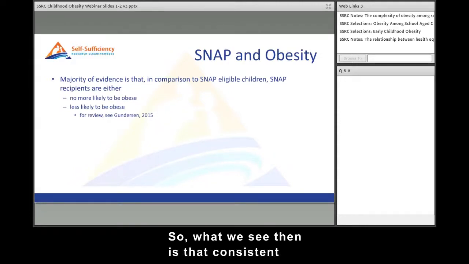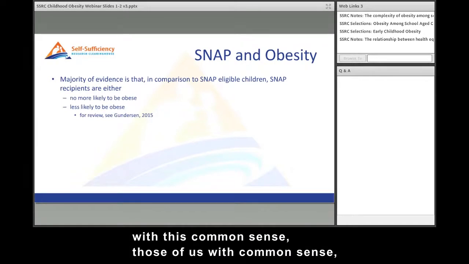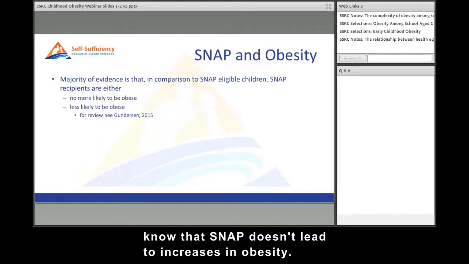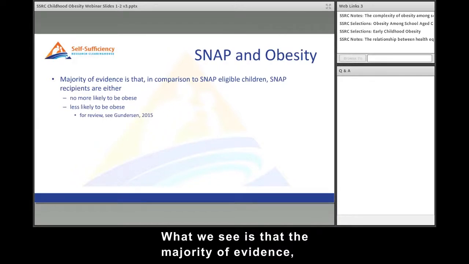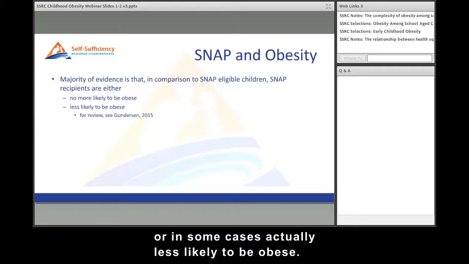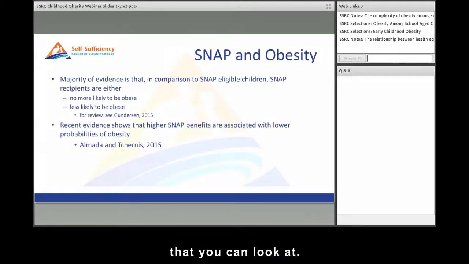Consistent with common sense, and I'm sure all of you have common sense, SNAP doesn't lead to increases in obesity. What we see is that the majority of evidence shows that, in comparison to SNAP-eligible children, SNAP recipients are no more likely to be obese, or in some cases actually less likely to be obese. And if you're interested, we have this review paper that you can look at.